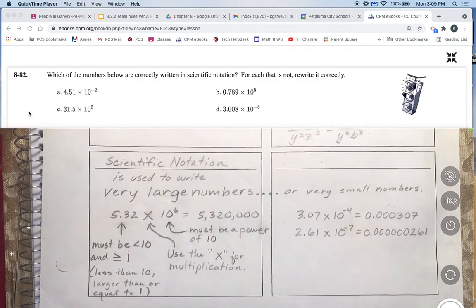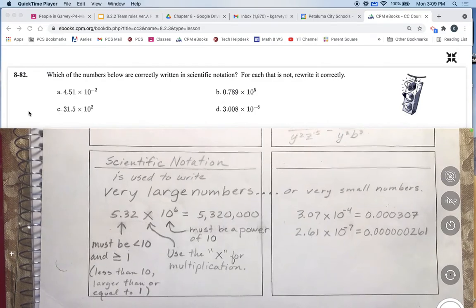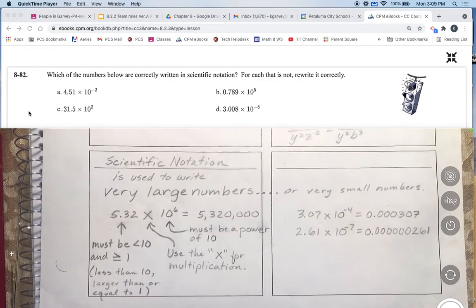This is problem 8-82 from the classwork for section 8.2.3. And what we're trying to do in this problem is figure out which of the numbers below are correctly written in scientific notation. For each that is not, rewrite it correctly.